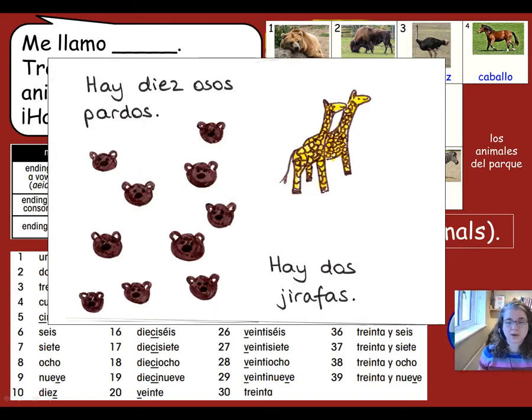Now, here is one that I prepared. So I said, hay 10 osos pardos. So I got the word for brown bear, oso pardo. It ends in a vowel, so I put S's on the end because there are 10 of them in my animal park. And there's my picture of the 10 brown bears. Also in my animal park, hay 2 jirafas. There are 2 giraffes. So I got the word jirafa for giraffe and put an S on the end to make it plural.